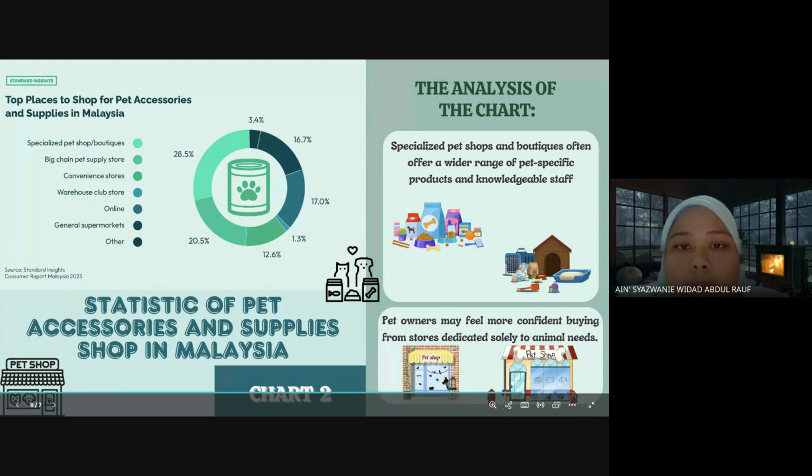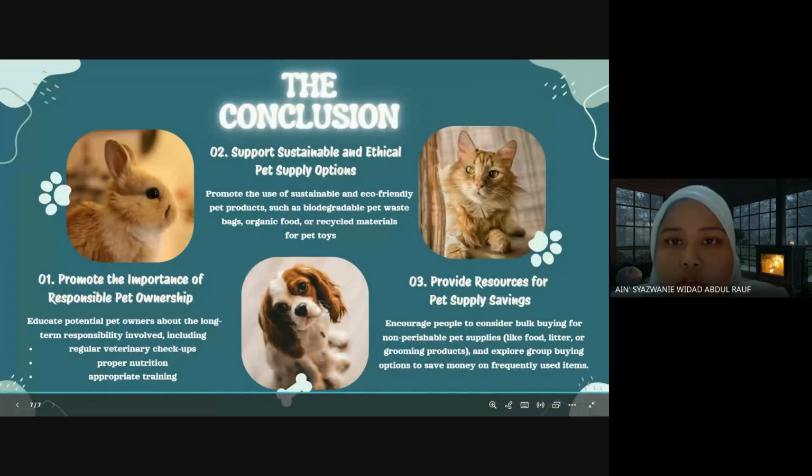The least percentage is the warehouse club stores that hold a small portion, which is 1.3% of the market, maybe as a result of less specialized pet products or fewer pet-related purchases. In Malaysia, purchasing pet supplies in bulk is not common. Bulk buying is less feasible because pet food and supplies frequently require customer selections based on pet size, breed, and health. So we move to the conclusion.